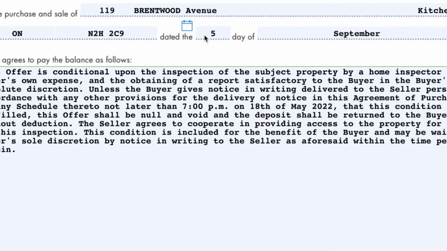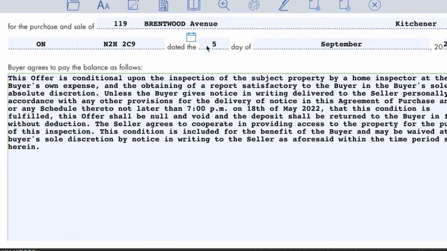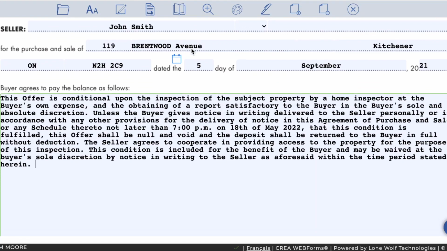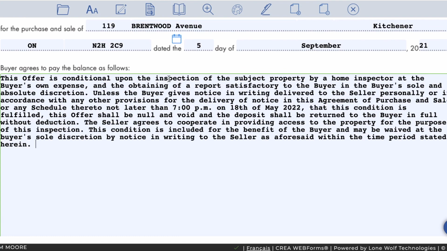Let's look at this condition here that has been written up as a condition precedent, and I want you to see a key point that makes it stand out as a condition precedent. This is a condition on a property inspection, and at the bottom here, it indicates that this condition is included for the benefit of the buyer and may be waived at the buyer's sole discretion. So keep that in mind as we discuss the other conditions. A condition precedent can be waived.